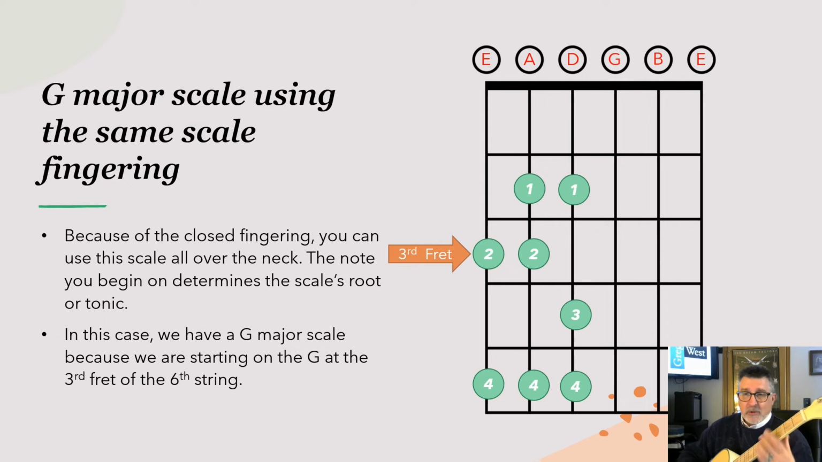If I want to do this, let's take it up 2 frets to A, the same exact fingering. That's an A scale. A, B, C sharp, D, E, F sharp, G sharp, A. So I can play the scales all over the place with that one pattern. So you can start practicing moving those around.